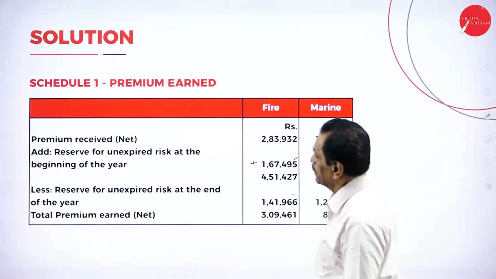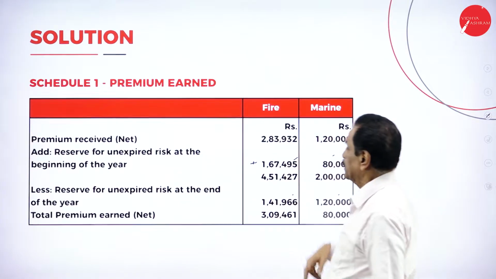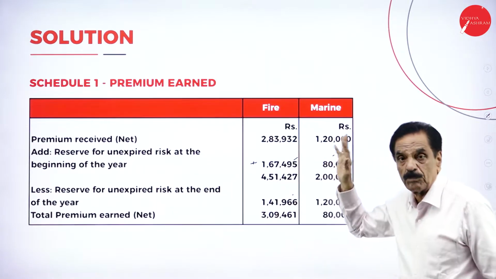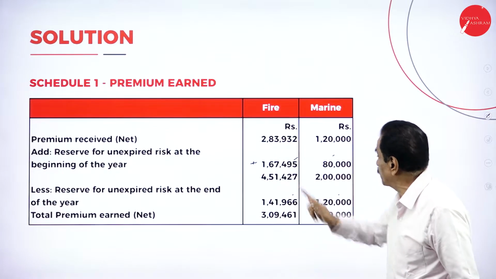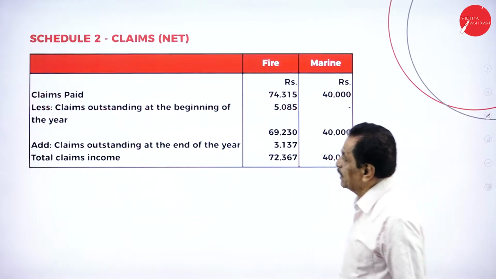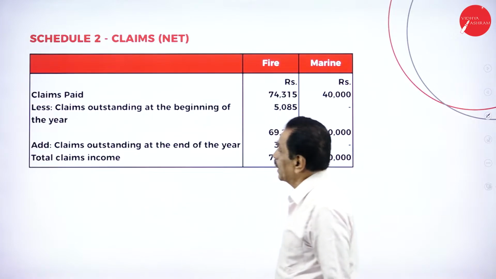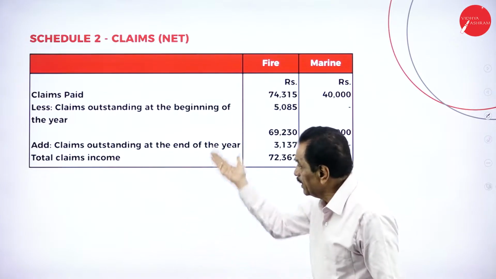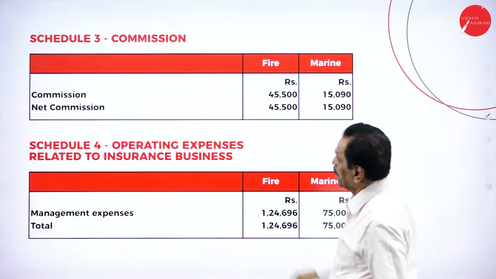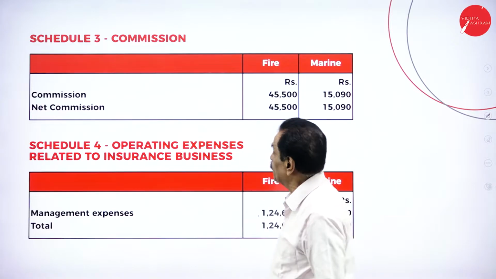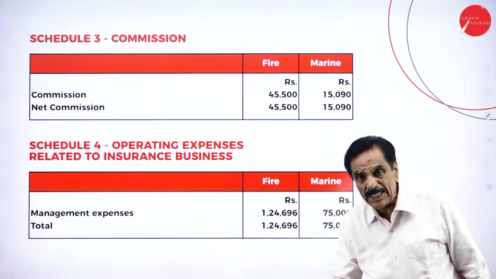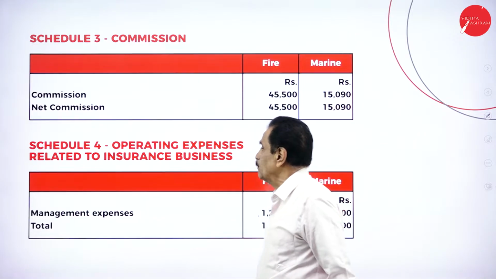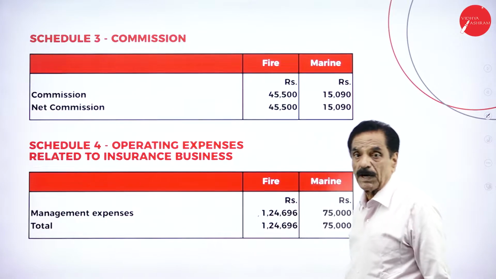Same thing you have done. First we prepare the premium received, add reserve at the beginning of the year, less reserve at the end of the year should be deducted. This is 50% of this, 100% of this. Then claims paid minus claims outstanding at the beginning of the year, which belongs to the last year. Claims outstanding at the end of the current year should be added. Then commission, there is no adjustment for commission. If ceded is there, it should be deducted. Accepted should be added. Regarding operating expense, any expense connected to management should be added.